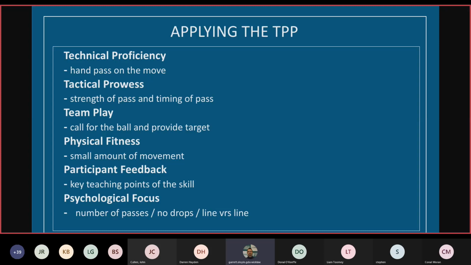And then again, psychological focus, subtle instructions can just change this. So set a time, how many passes, set a challenge of no drops, race the line versus the line. So there could be a number of lines and let's see who can get the most amount of passes first.